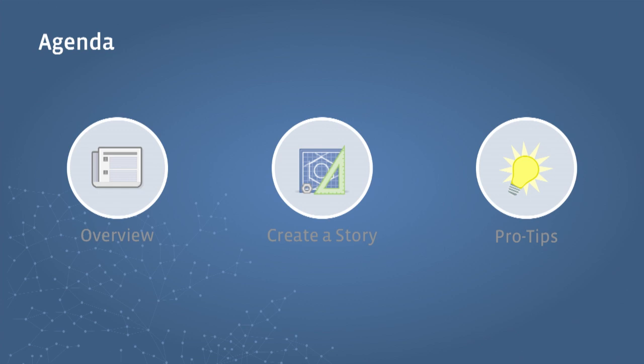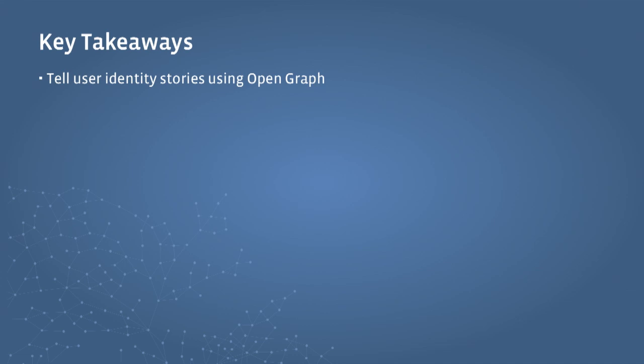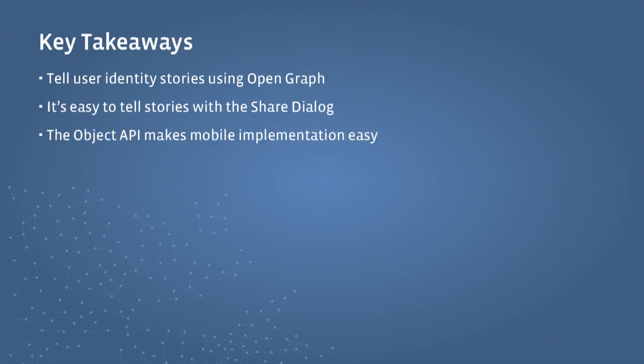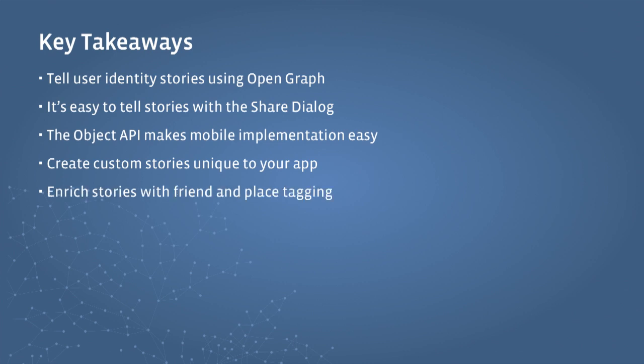So quickly, this is what we talked about. We went through the overview, we created a story, and we gave you some quick pro tips, things to think about. Some key takeaways just to wrap it up. The Facebook platform helps users tell their stories, and you can help them do that in the apps that you create. It's really easy for mobile developers to do this using the ShareDialog. And the Object API allows you to make this whole mobile implementation easy. You can also create custom stories that are unique to your app using the features that we've used. With ShareDialog you can easily enrich stories, and you can build that in yourself if you want to. And one of the big pro tips is to give users the feeling of control when they're sharing with your app.